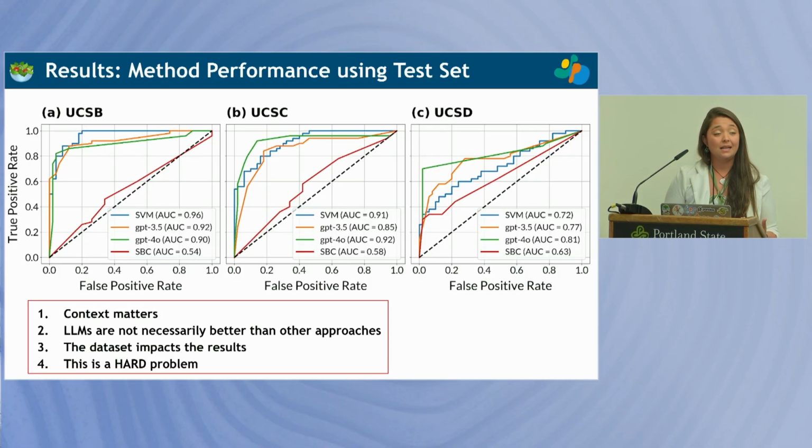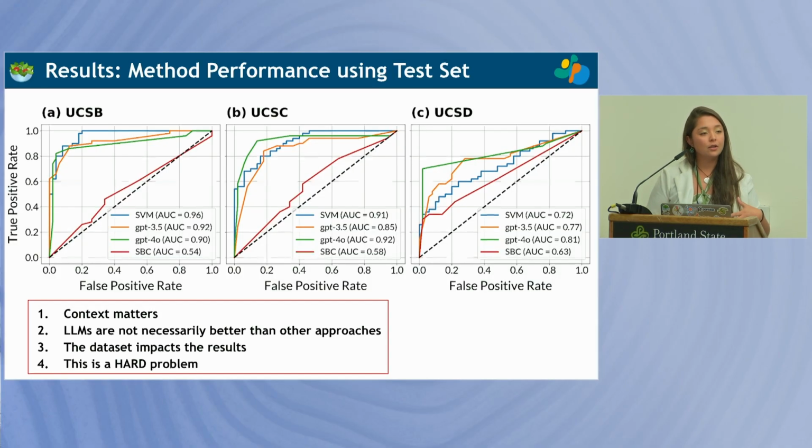The data set impacts the results. So if you see the University of California, San Diego, the results were not as good for all of the methods that I used. San Diego is a much larger university than Santa Barbara and Santa Cruz.